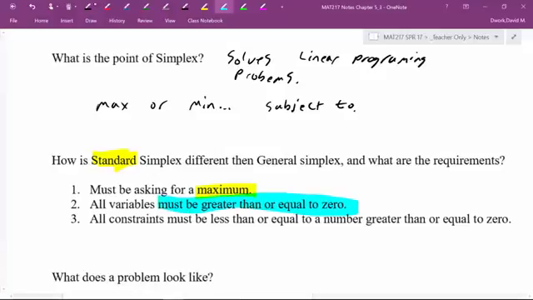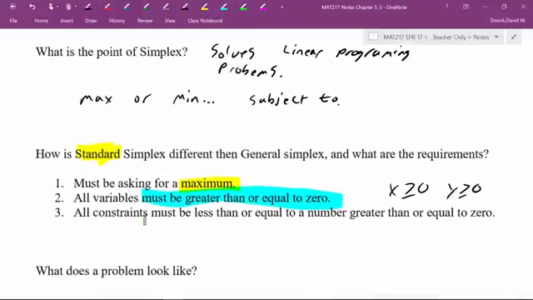Okay, the next, all variables must be greater than or equal to 0. Meaning like in the last section where I talked about real world constraints, where I said x has to be greater than or equal to 0, y has to be greater than or equal to 0, that has to be true as well. So if you are doing a problem where, let's say you're finding profit, and profit could be a negative number, you could lose money, then you can't do this. This method only works if all your variables are greater than or equal to 0, no negative solutions allowed.